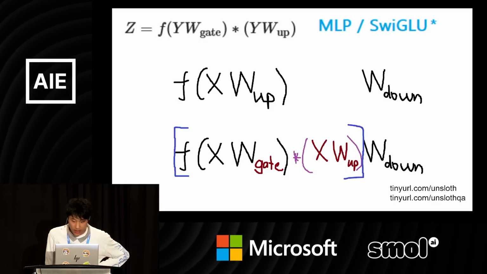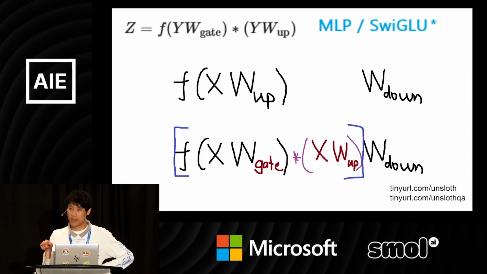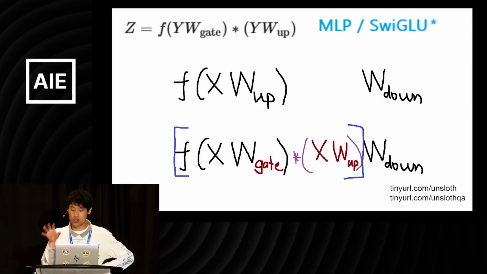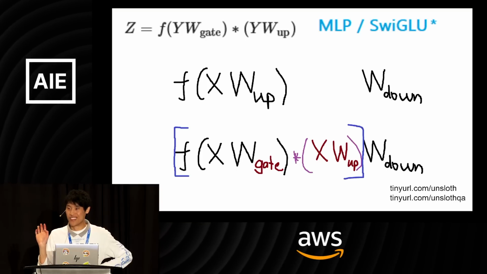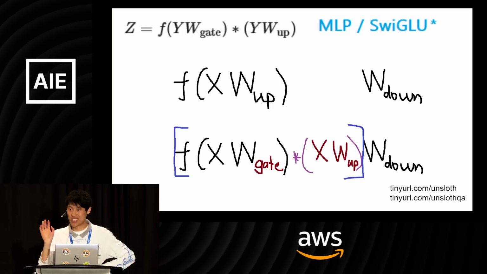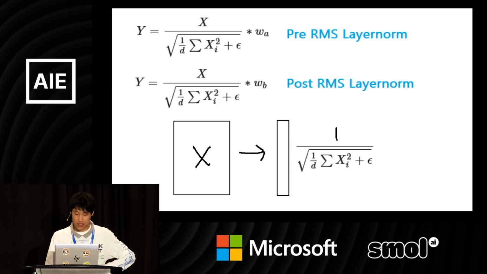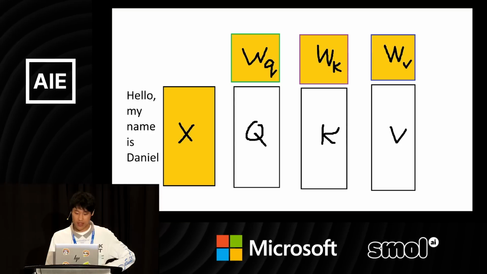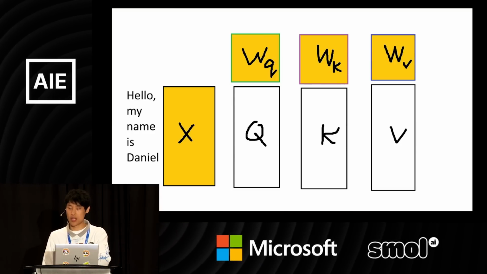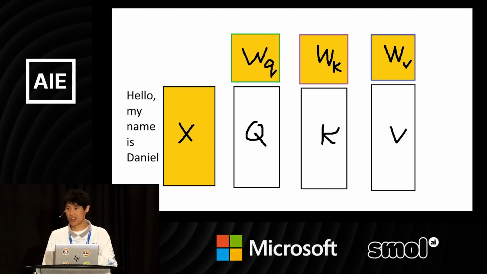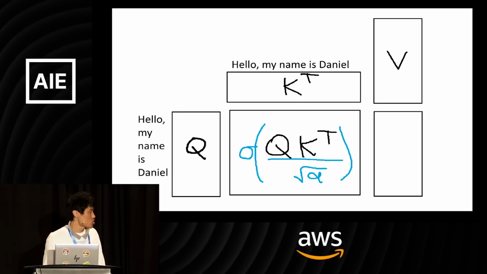WK? Oh, gate. Oh, it's just another matrix. So W gate, W up, and W down: you train these. They're just numbers, so matrices. X times W gate, so remember this thing for attention, X times WQ, WK, WV. Assume it's just W gate, W up, and W down. And it's the same thing. So you just train these.